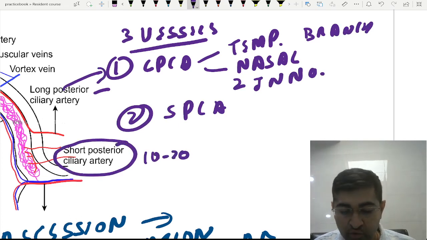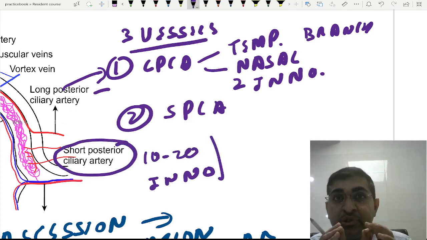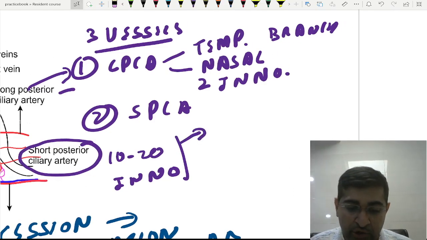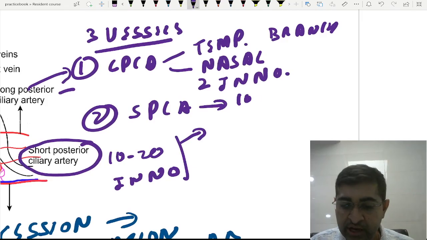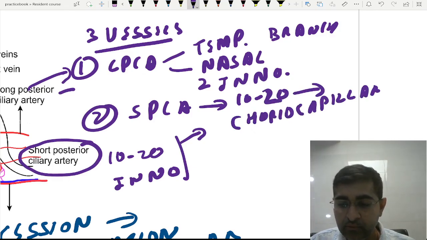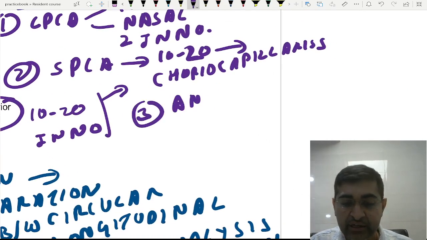They are 10 to 20 in number. They pierce the sclera around the optic nerve, and they form choriocapillaries, right? Okay, third is your anterior ciliary arteries.